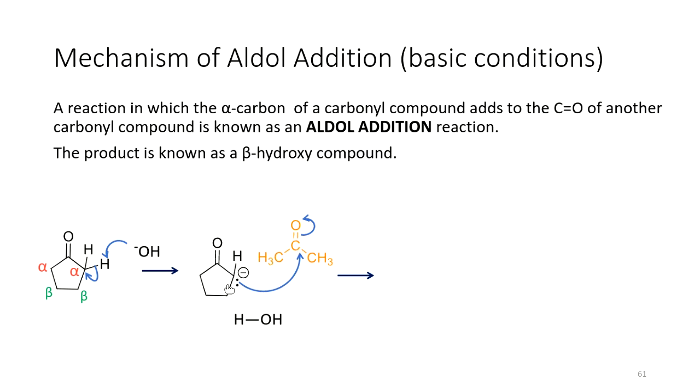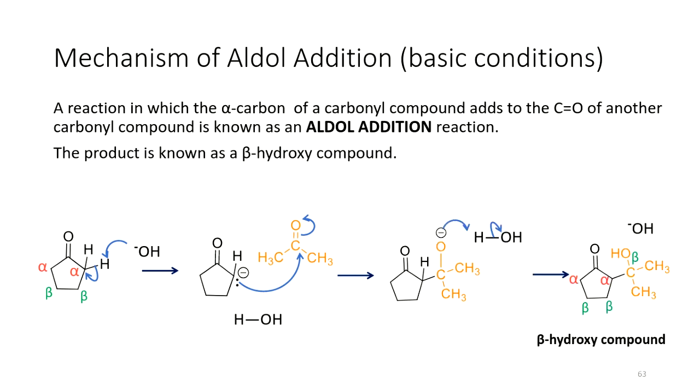We're forming a new carbon bond. We're breaking one of the carbon-oxygen bonds. We form this alkoxide intermediate, and then we can just protonate this from water or whatever solvent, and we get what's known as a beta hydroxy compound.